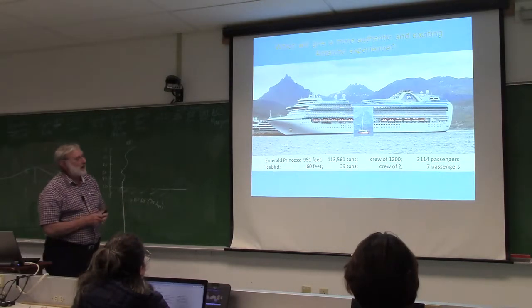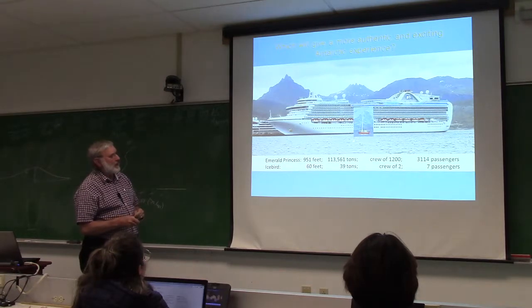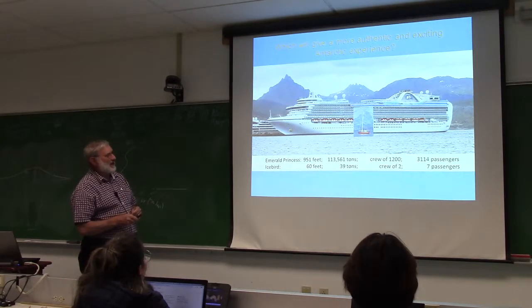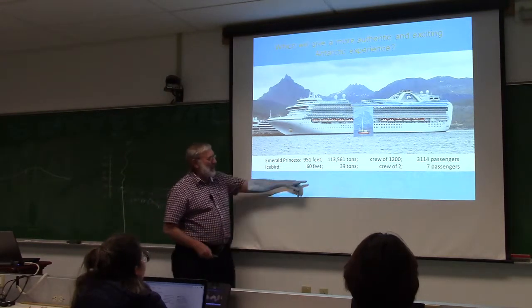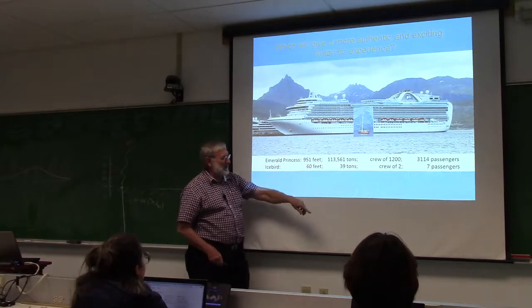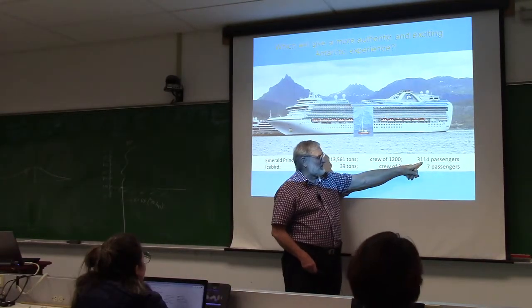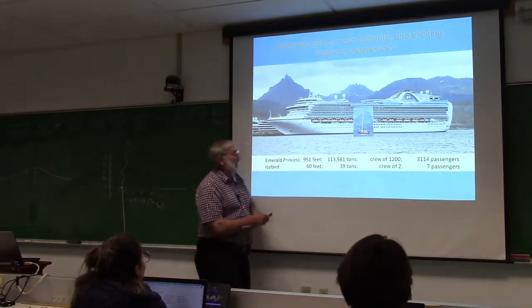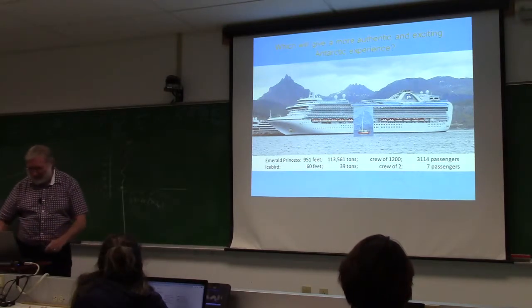And here's when we were in Ushuaia, this monstrous thing, the Emerald Princess, docked, and I carefully photoshopped in my little sailboat here for comparison. It's the same size as the lifeboats on the big guy. A difference of 113,000 tons versus 39, crew of 1,200 versus 2, but there are only 7 of us as opposed to 3,100. I would much prefer to be on the small boat myself, but that's personal choice.